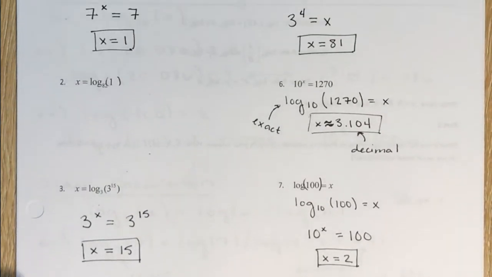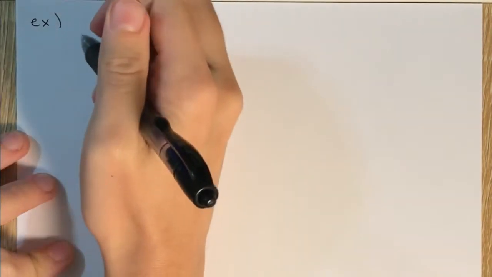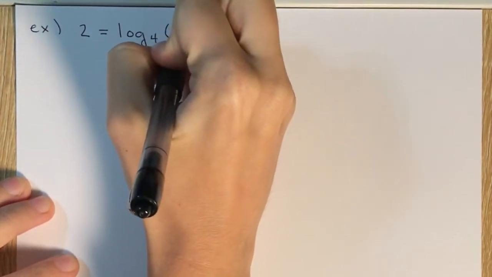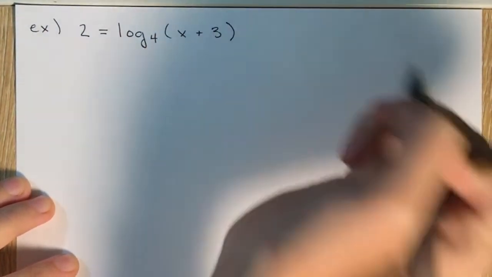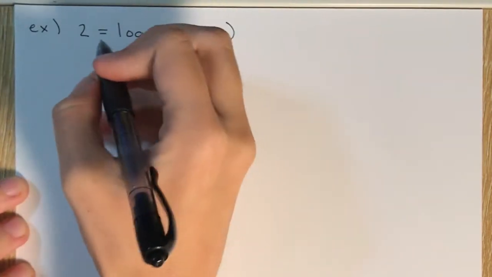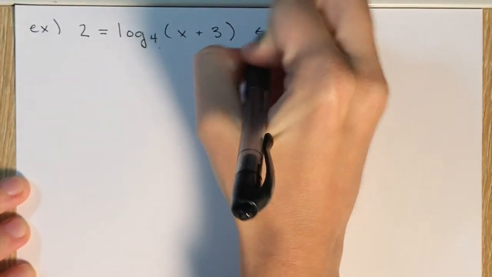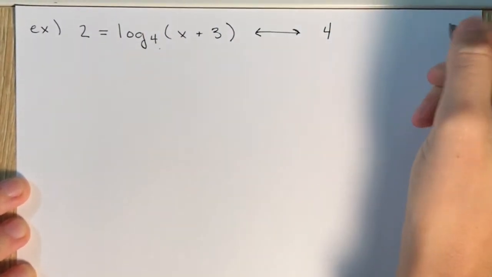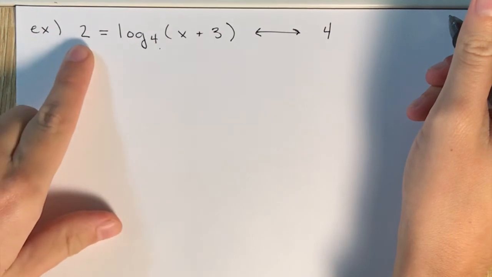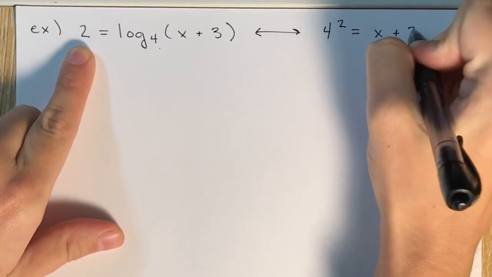Okay, let's look at our notes. All right, let's say we have 2 equals log base 4 of x plus 3. We're in log form. That means we want exponential form. Our exponential is going to have a base of 4 because that's the base of our logarithm. So we're switching forms. We have a base of 4. Our old input was x plus 3. Our old output was 2, so our new input will be 2, and our new output will be x plus 3.